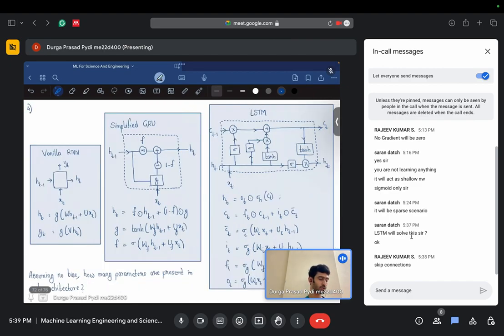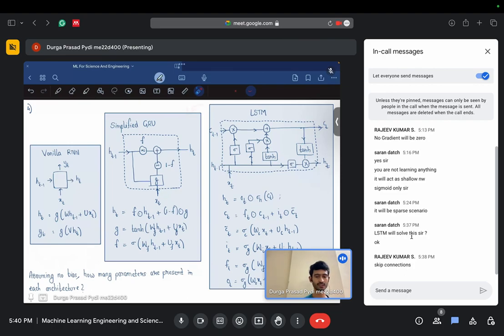I've just listed all 3 different kinds of architectures here side by side, so that it will be easy to compare. This is a vanilla RNN, and then comes the GRU and then the LSTM. We'll keep GRU aside for a second. GRU can actually be expressed as a simplified form of LSTM, so we'll discuss LSTM directly.